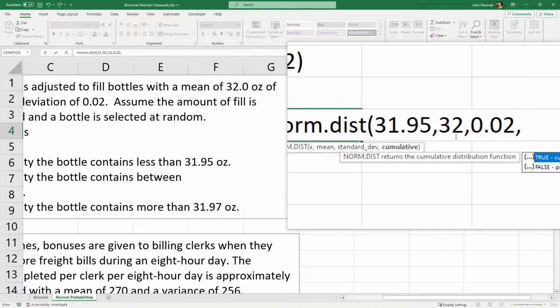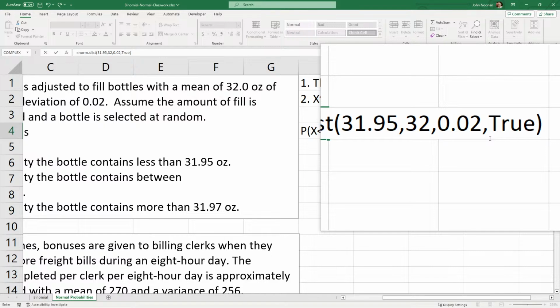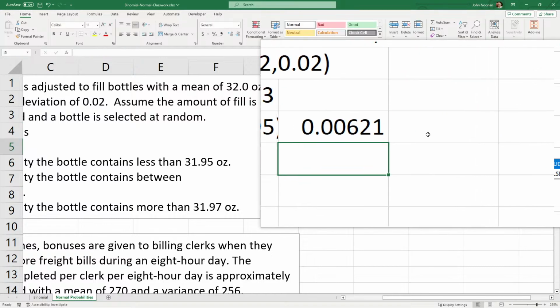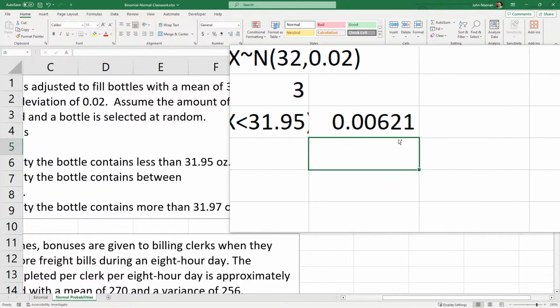Now, unlike the binomial distribution, with the normal distribution, we do want the cumulative distribution because we want to know everything from 31.95 backwards, all the way down to negative infinity. So that's going to be true. Another way to think of this is you truly want to know the answer. And so that's always going to be true, but that's only with binomial. So hit enter, and you should get a number like this. Let me zoom back out.